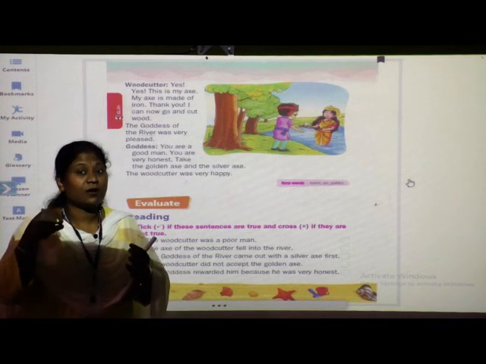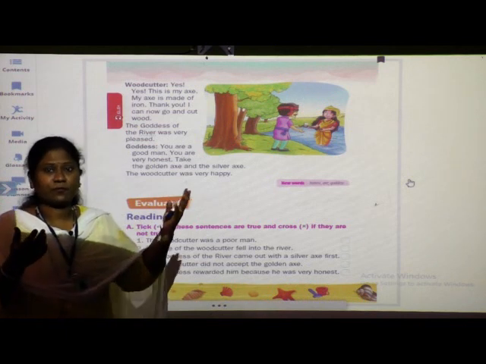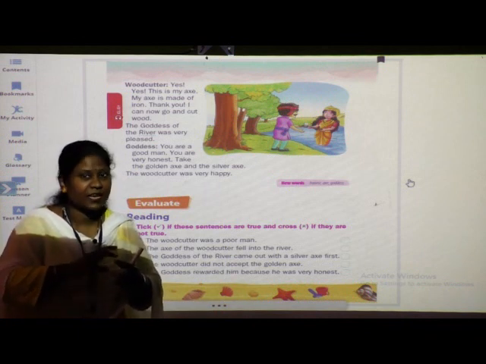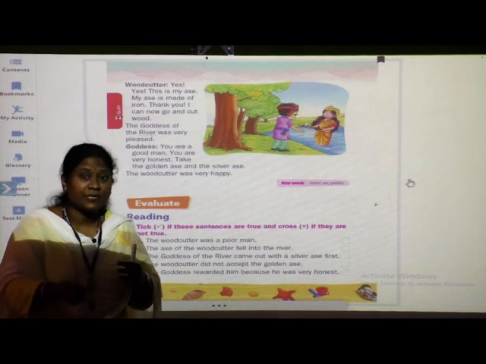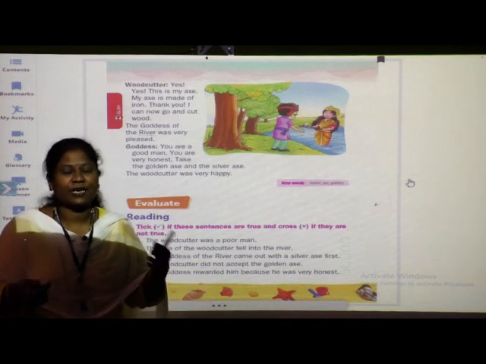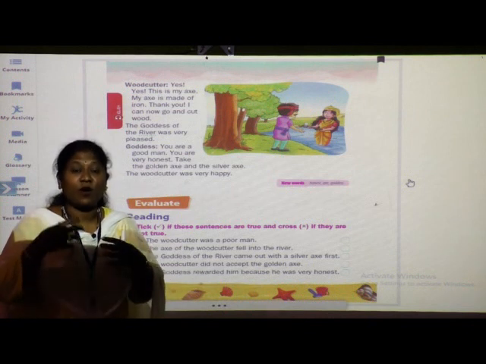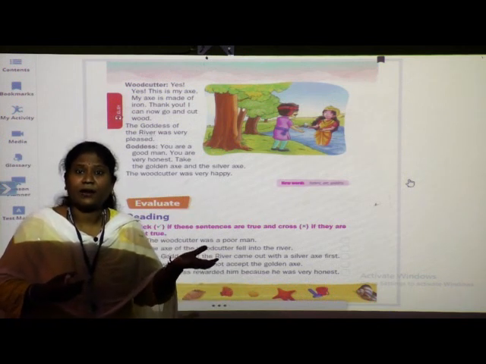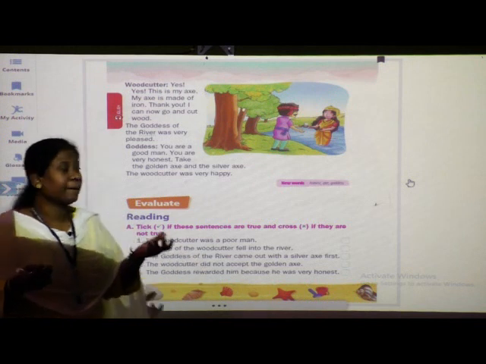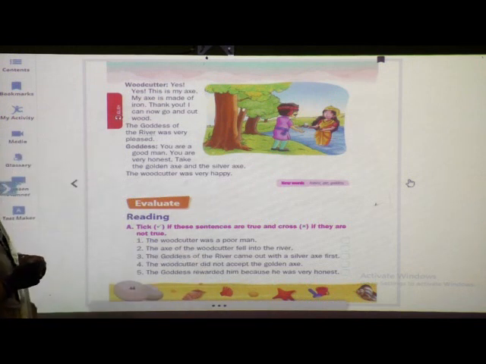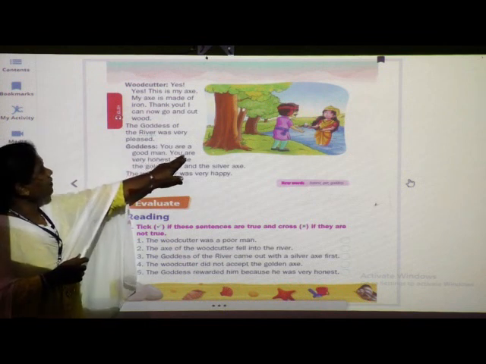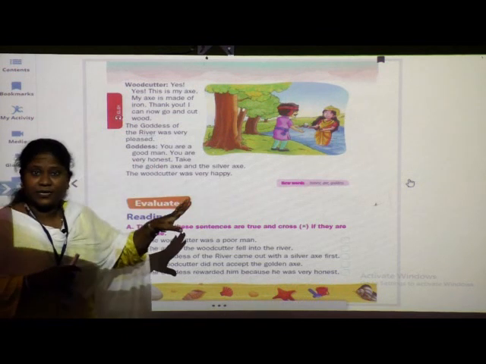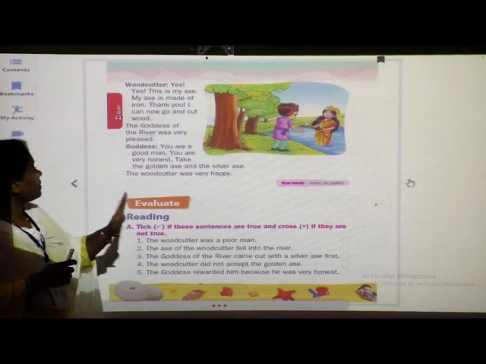What happened here, children? When the goddess gave him the golden axe, he rejected it. The silver axe, he rejected. When the goddess gave him the iron axe, he was very happy. And the goddess was very pleased with the woodcutter. Why? Because looking at his honesty, she was very pleased. "You are a good man. You are a very honest man."